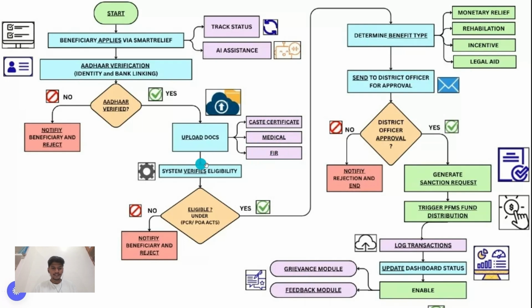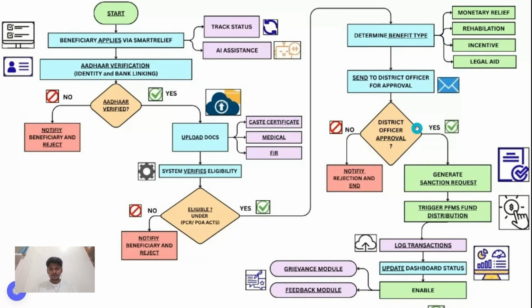The documents you can upload are the caste certificate, medical certificate, and the FIR document. And the system will verify the eligibility, whether he is eligible under the PCR or PoA Act. If yes, it will further redirect to determine the benefit type, like monetary relief, rehabilitation, incentive, or legal aid. This is done by the system itself. Then it will be sent to the district officer for approval. Now the work of the district officer will start. The district officer will approve the application by viewing the application requested by the beneficiary.